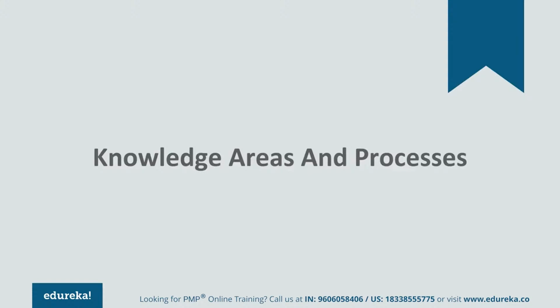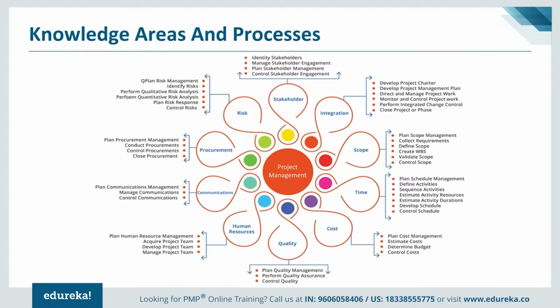Then let's move on to the knowledge areas and processes. Since you all aspire to become certified project managers by completing your PMP certification successfully, it's important to learn about the knowledge areas and the processes published through the PMBOK, which is the official guide by the PMI. In PMBOK, you'll find there are 10 different knowledge areas and 49 different processes.